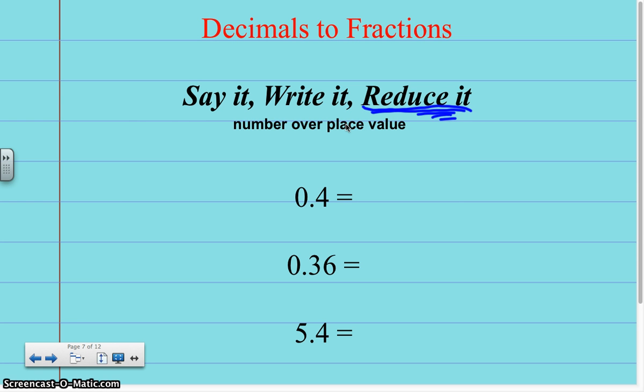The other way that I write it, or how I convert, is I do whatever the number is over the place value it holds. So like this is a 4, the number is 4, and the place value is tenths. So that is 4/10. You can also do it by saying it. The 0.4 is 4/10, so you can write it like that, and then convert it. They're both even, 2 goes into both of them, so that turns into 2/5.